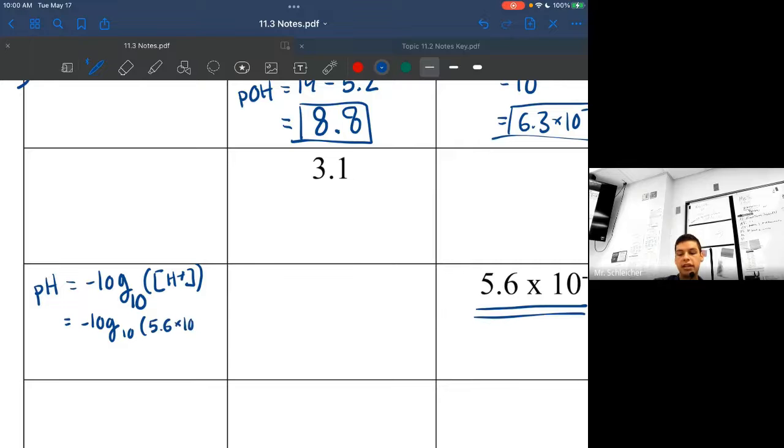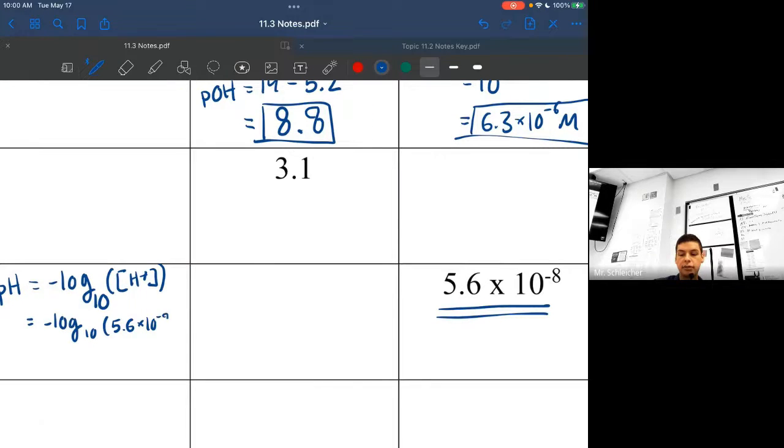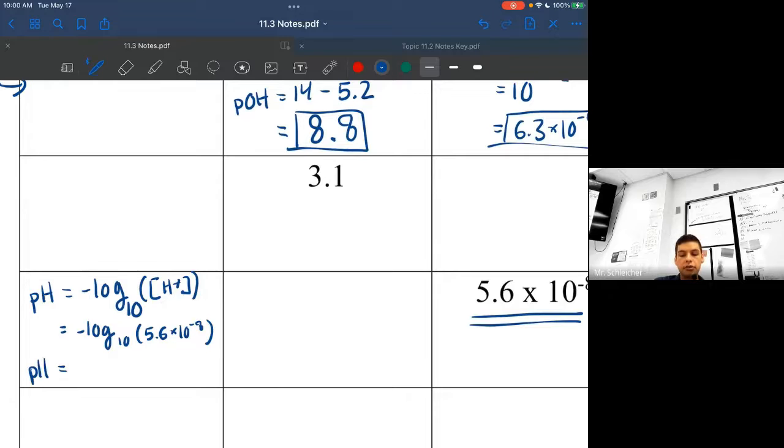5.6 times 10 to the power of negative 8. You can plug that in however you'd like, as long as you end the parentheses, it should turn out okay. And that means our pH is equal to, hopefully we all get the same number here. If you're using your calculator correctly, it should be about 7.25, but I'm going to write down 7.3. I'll round it just a little.